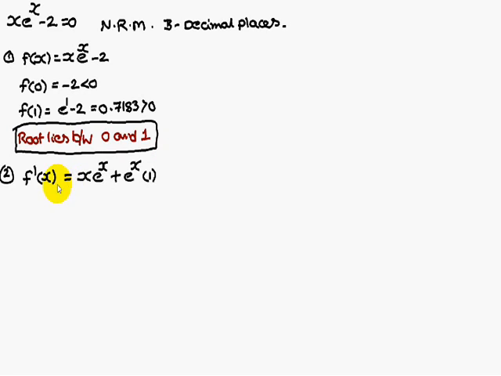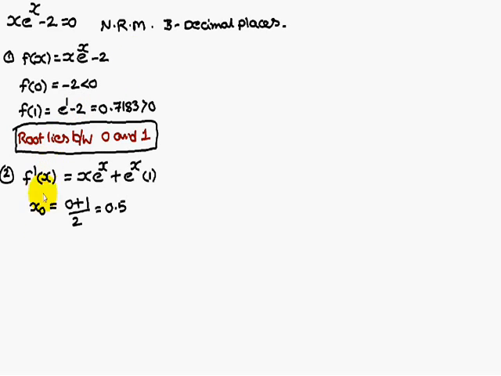Okay, and f dash of x we have to find out. F dash of x is, this is UV method. Therefore, x into e power x differentiation is e power x plus, now you keep e power x fixed, x differentiation is 1. Okay, and 2 differentiation is 0.